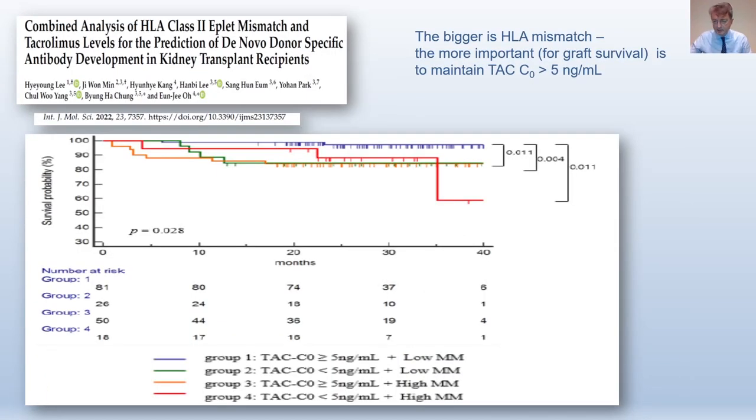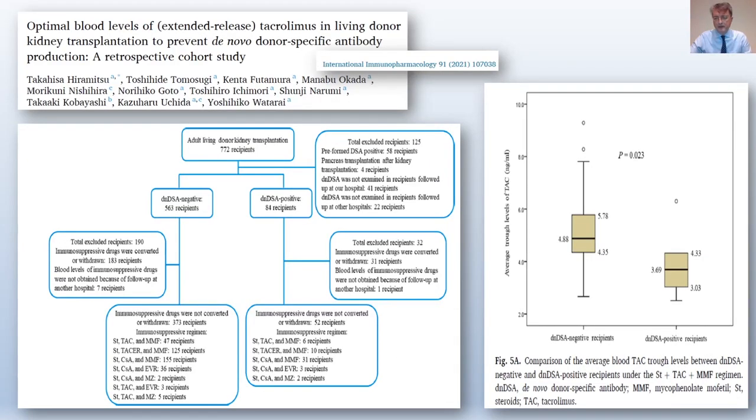Here it is shown even more specifically that this threshold is different for patients who present a bigger HLA mismatch. So the bigger the mismatch of HLA, the more important for graft survival it is to maintain the tacrolimus trough level beyond 5 nanograms per mL.